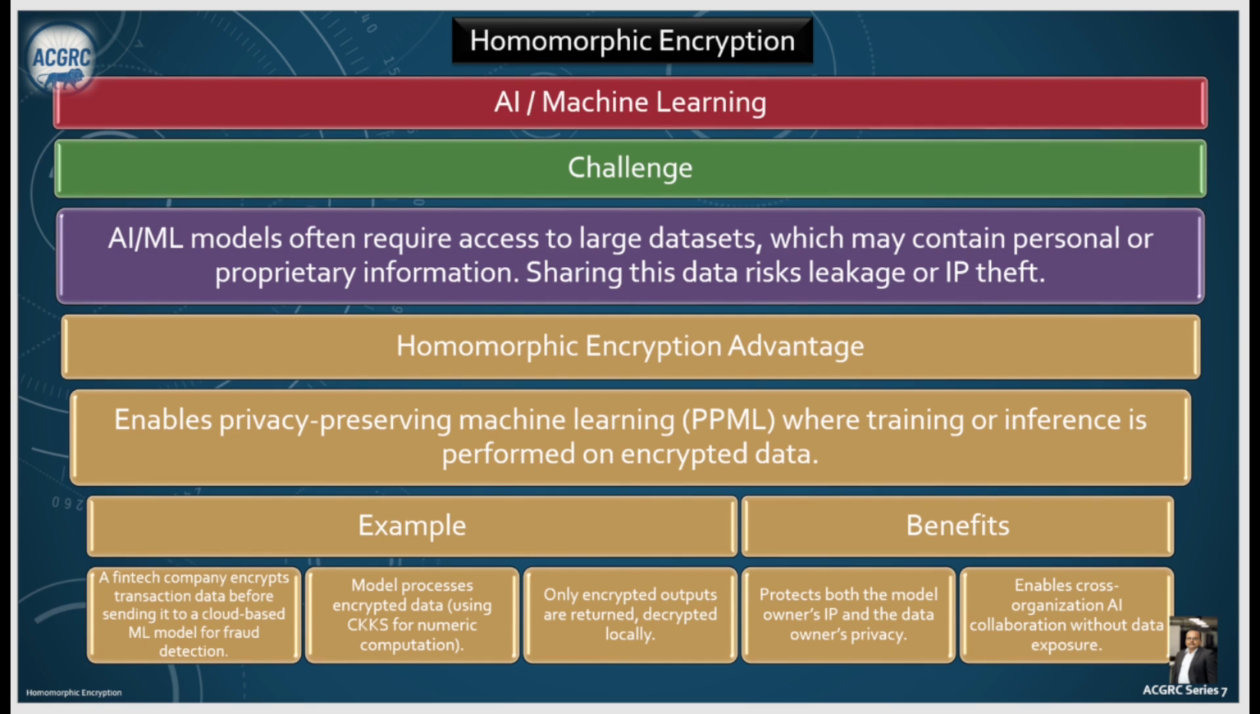Example, a fintech company encrypts transaction data before sending it to a cloud based ML model for fraud detection. The model processes encrypted data, could be using CKKS for numeric computation, but only encrypted outputs are returned, which are then decrypted locally. Benefit, it helps protect both the model owner's IP and the data owner's privacy, and enables cross organization AI collaboration without data exposure.